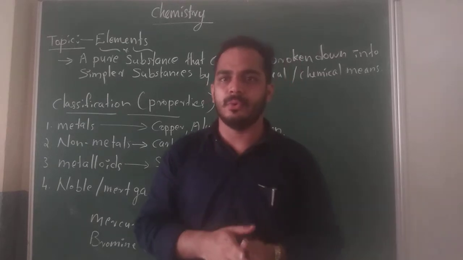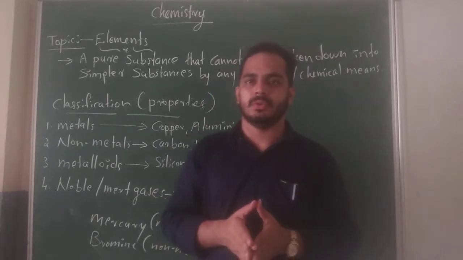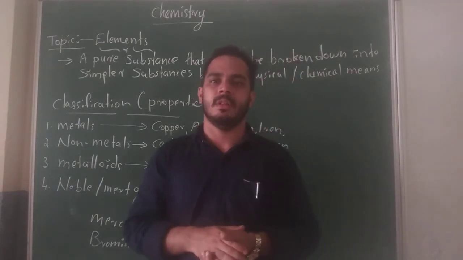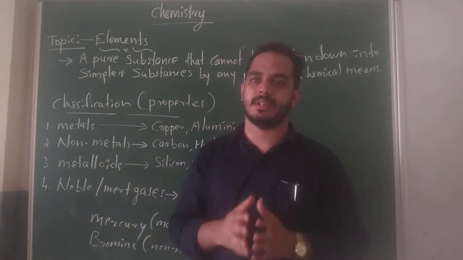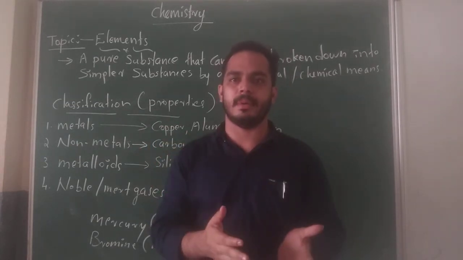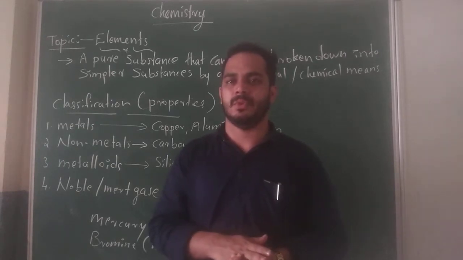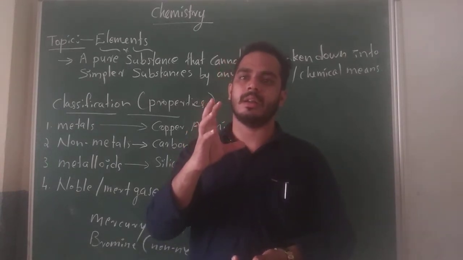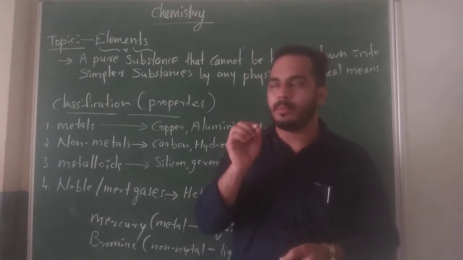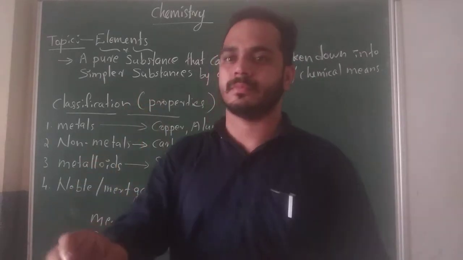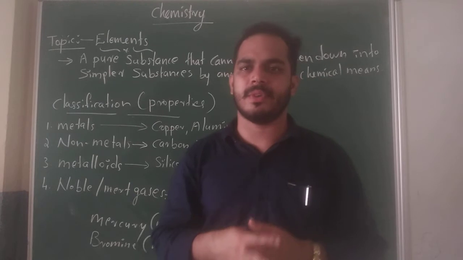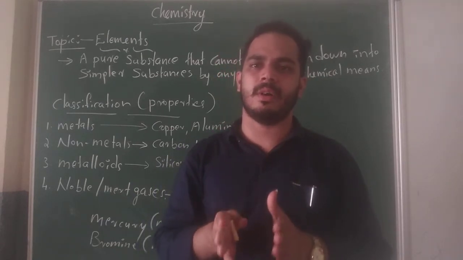I hope all of you know the periodic table. The periodic table has 118 elements. Each and every element has different properties, and their atomic number and atomic mass are also different. So here we want to learn about the elements and their properties. Each element is different from the others.